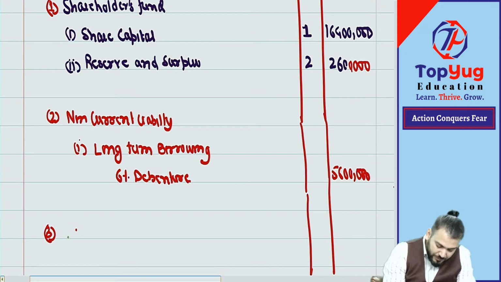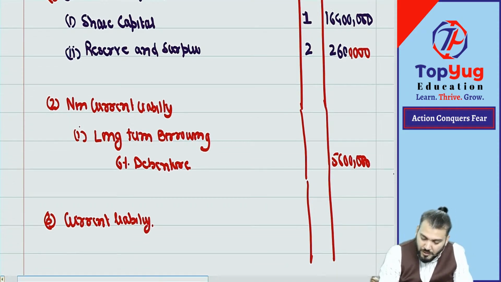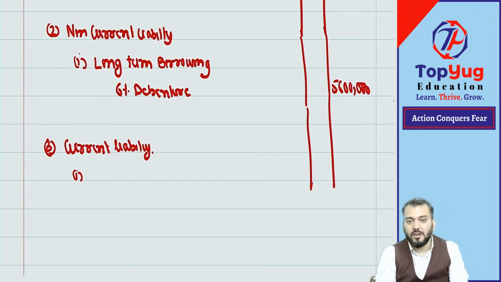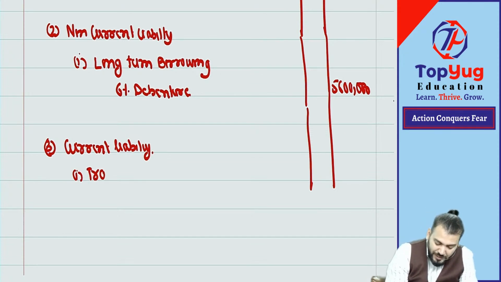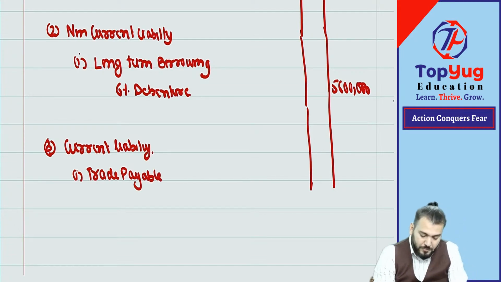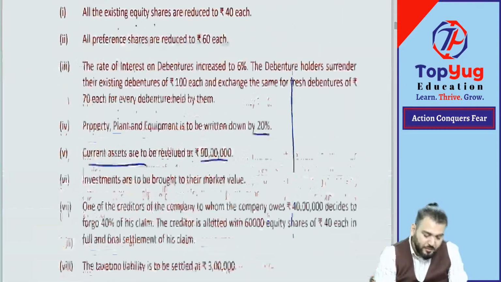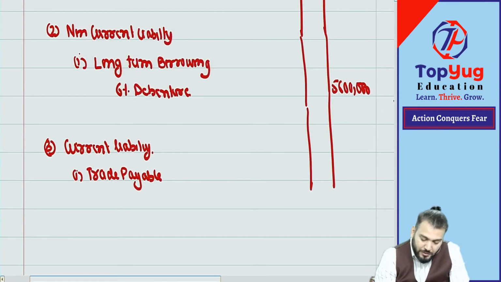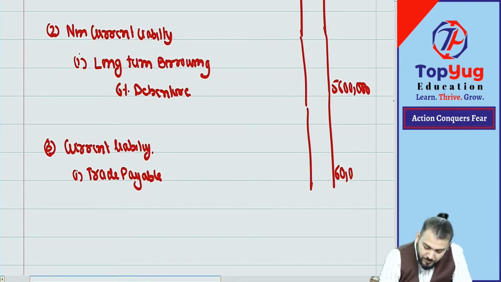Then we write down point number 3, current liability. In current liability first what we write down? There is no short term borrowing, but there is one credited trade payable. Trade payable. So how much trade payable has given in the question? You can say creditor 1 crore. Out of 1 crore 40 lakh is now over. So 1 crore minus 40 lakh how much? 60 lakh.